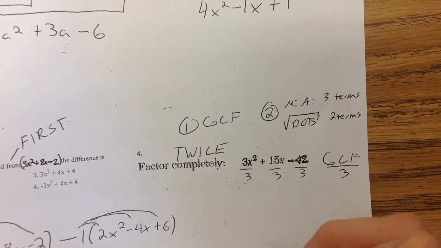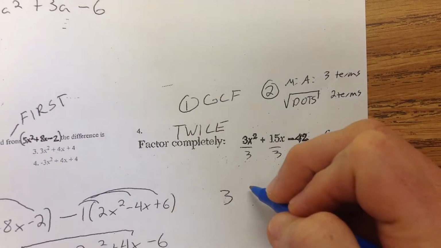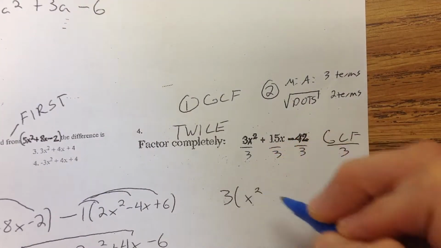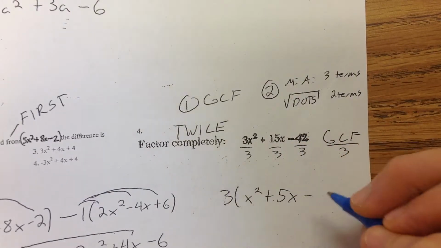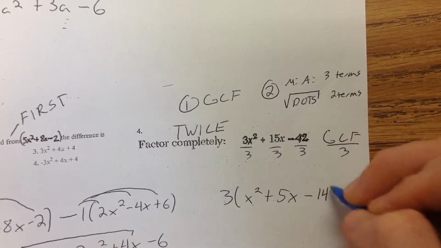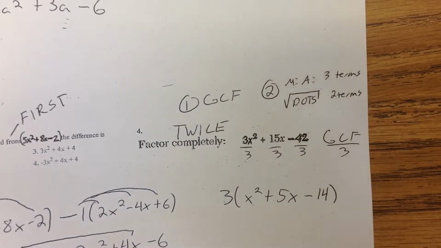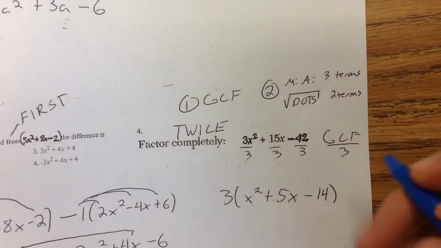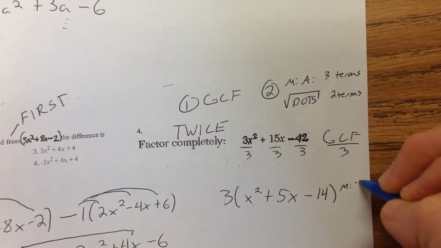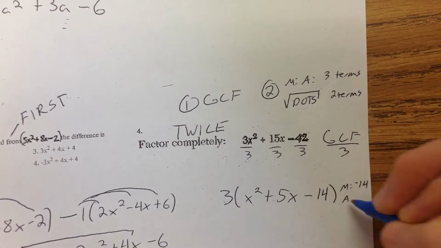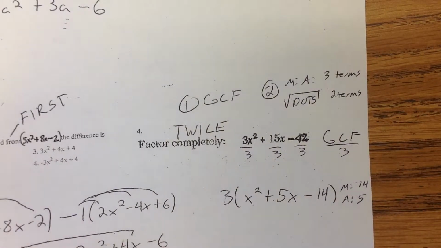The 3 stays out front, so then we have 3 parentheses x squared plus 5x minus 14. Okay. Now we have 3 terms inside of our parentheses, so that means we're using the multiply and add technique. So we're multiplying to negative 14 because that's the number without the x, and we're adding to a positive 5. That's the number with the x.